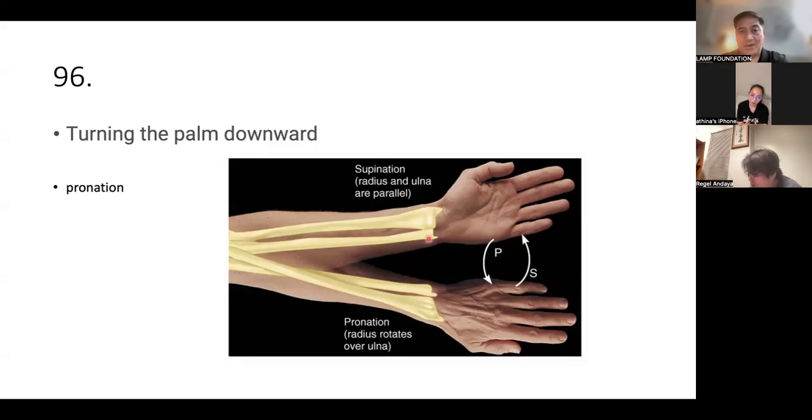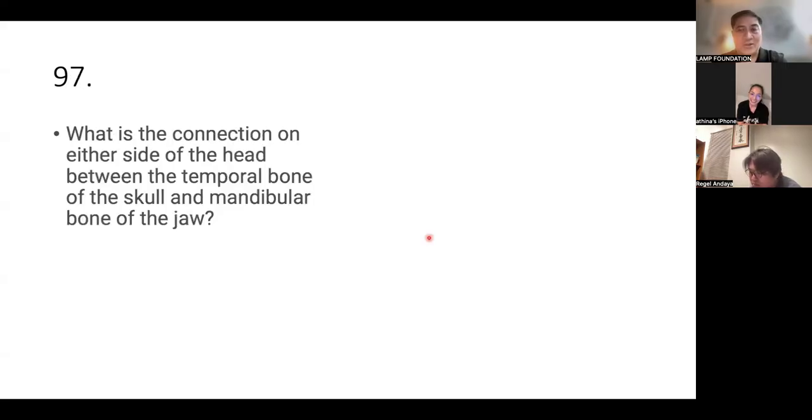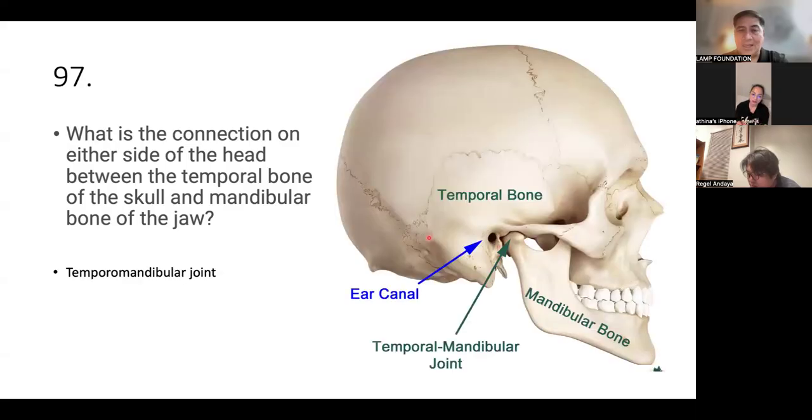Okay. What is the connection on either side of the head between the temporal bone of the skull and the mandibular bone of the jaw? It's called the temporomandibular joint. Easy, no? Temporal and mandibular. So this is the joint.